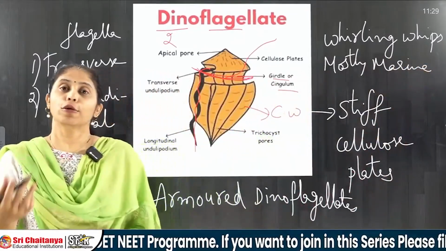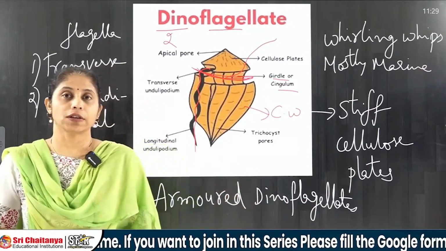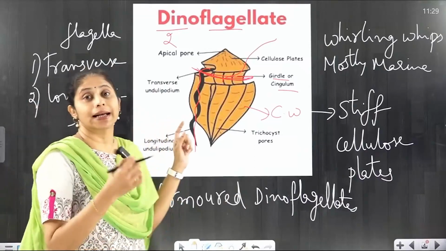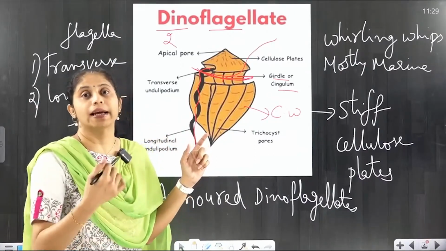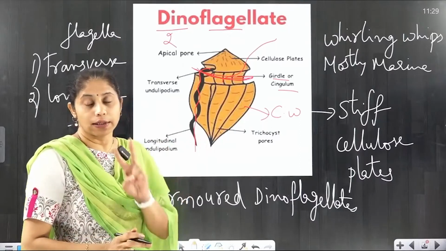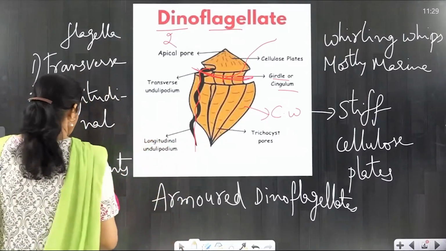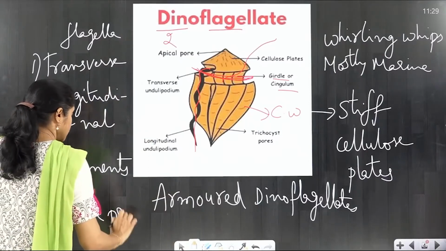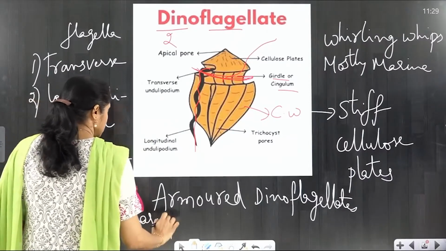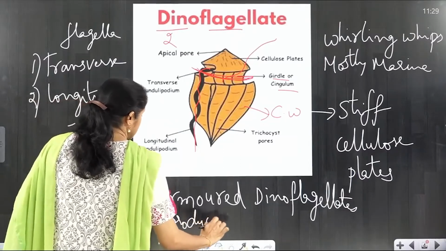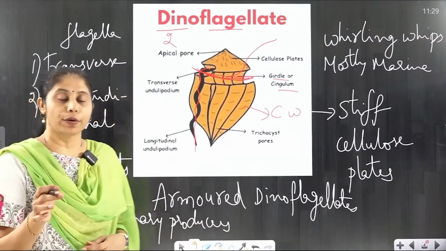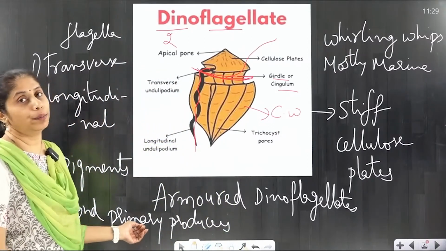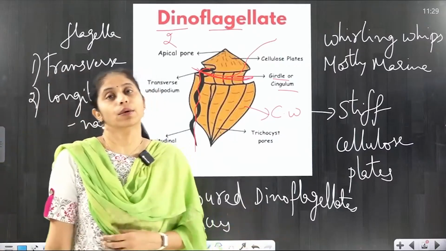But when you take the photosynthesis of diatoms and dinoflagellates into consideration, diatoms are the primary producers. These ones are called secondary producers after them. The first rank goes to diatoms, and the second rank goes to dinoflagellates. So chief producers or primary producers are the diatoms. After diatoms, dinoflagellates will be coming under the primary producers category in the oceans.